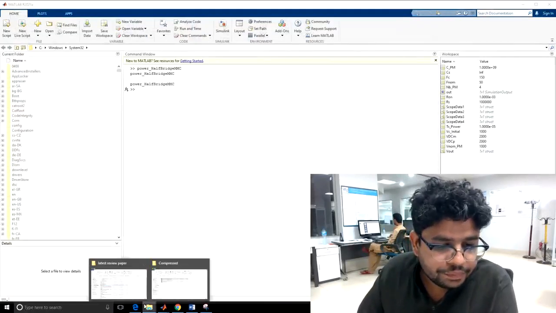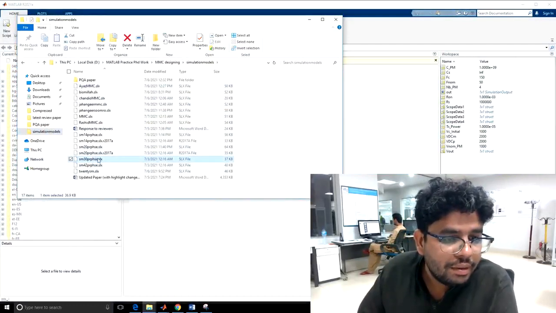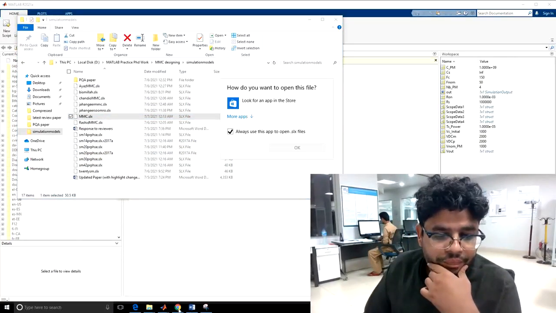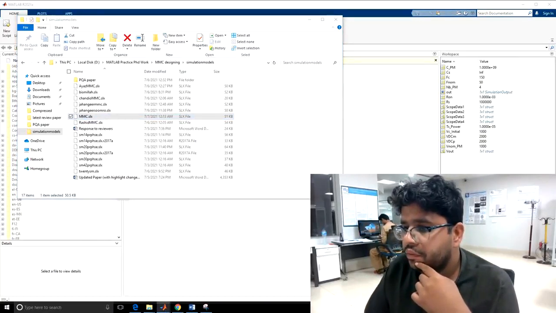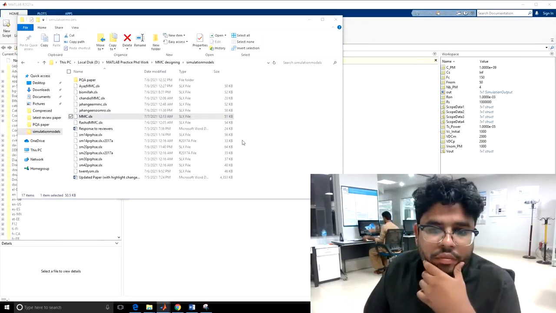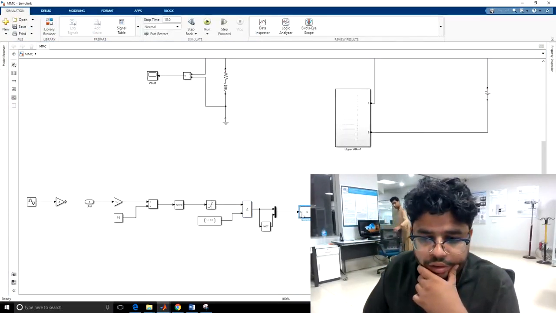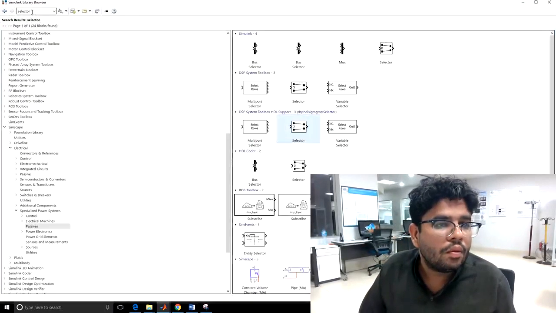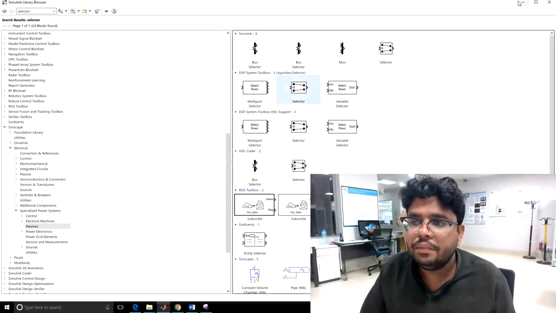Let's reopen it. It is named as MMC. Sorry for the inconvenience. This is the model. Let's take the selector again. So this is the selector.